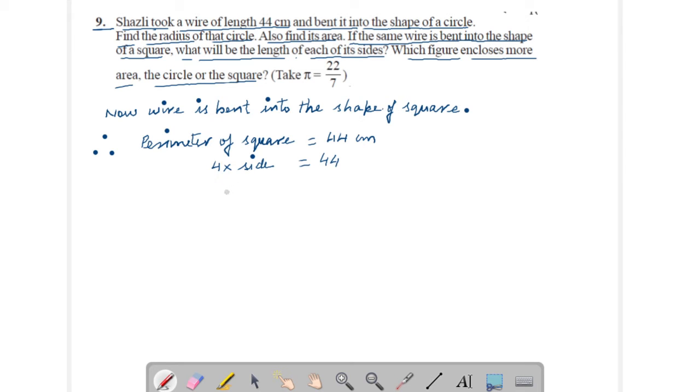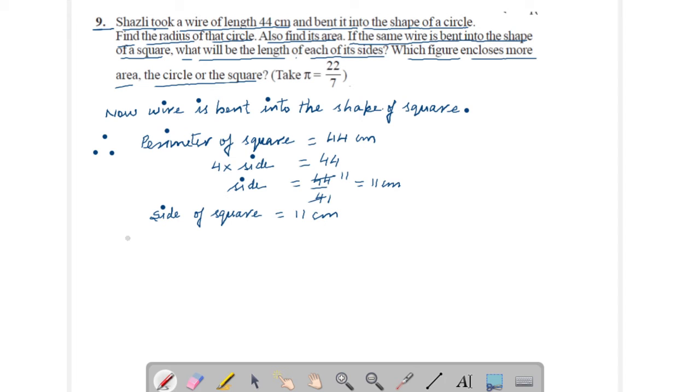Therefore, side of a square equal to 44 upon 4. Here simplify it. 4 once, 11 4 times, equal to 11 centimeter. Therefore, side of square equal to 11 centimeter.